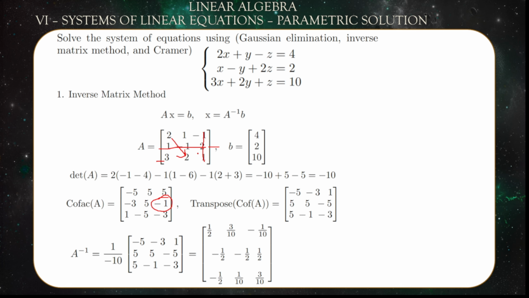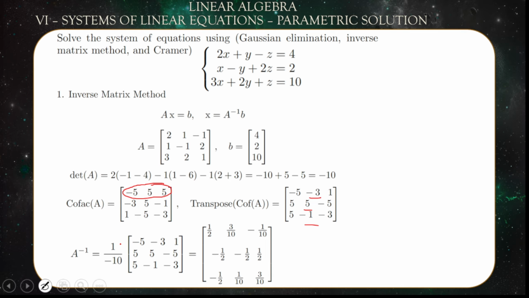You do it for all the other elements. Now, after that, we need to get the transpose of the cofactor of A. How do we get the transpose? You simply flip the columns into rows, or vice versa. Okay, so this column becomes a row, or the row becomes a column. In other words, this row becomes a column, meaning minus 5, 5, 5, but in column form. Okay, you rotated 90 degrees. Then minus 3, 5, minus 1 becomes minus 3, 5, minus 1 in column format. Then 1 minus 5 minus 3, 1 minus 5 minus 3.